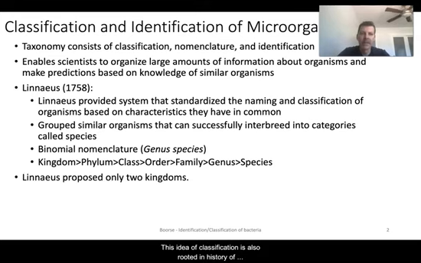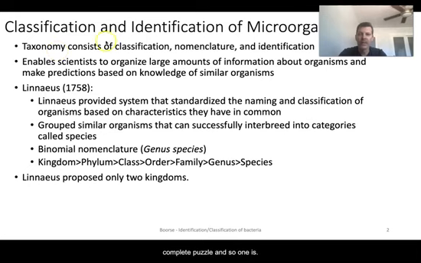This idea of classification is also rooted in the history of science. There's one individual, and his name is right here. His last name is Linnaeus. He was responsible for introducing much of the system of classification and identification that we use today. There's a term we use to describe this. It's called taxonomy. And you can think of taxonomy as three pieces to a complete puzzle.